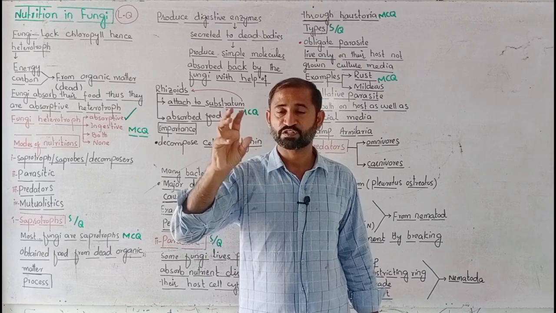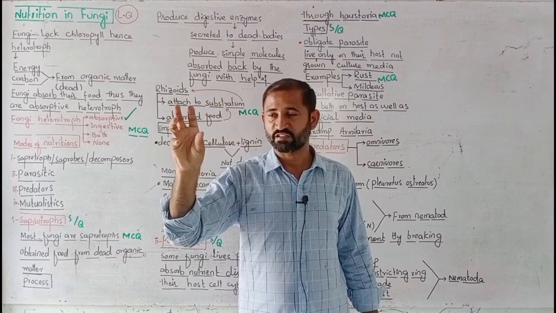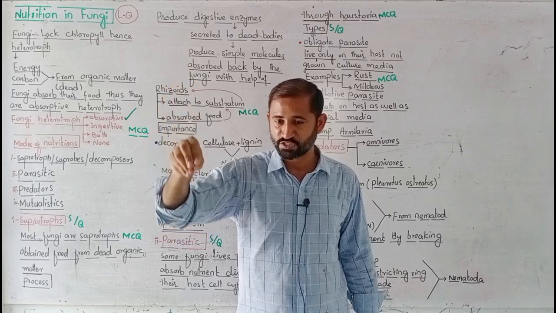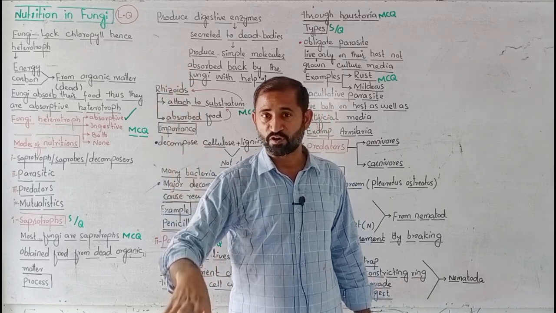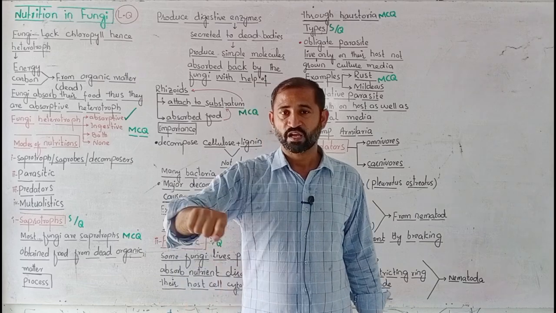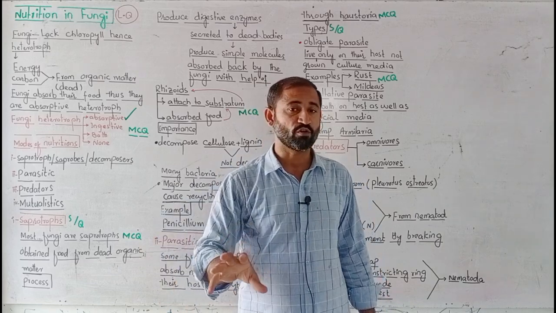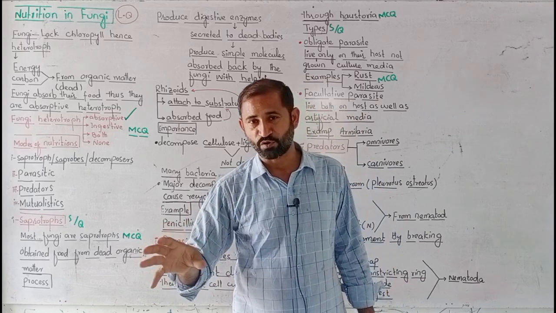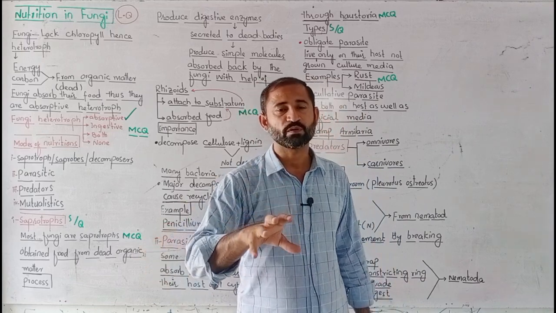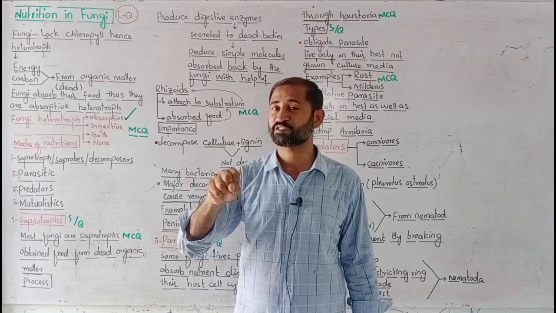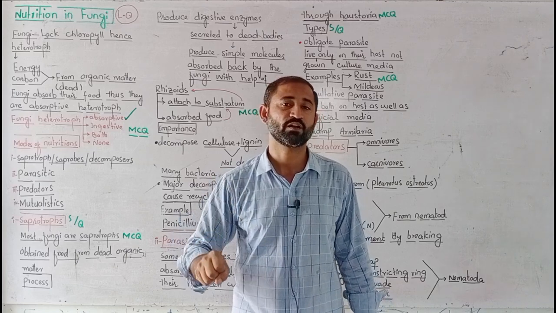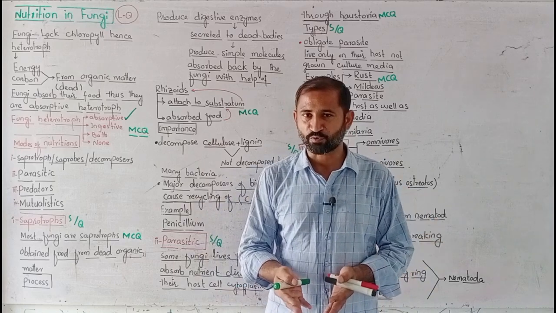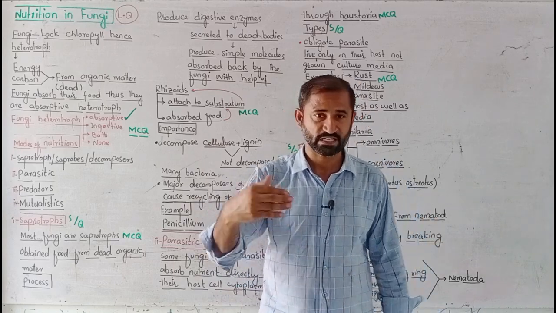For this process, fungi produce enzymes. These enzymes are digestive enzymes or breaking enzymes. These enzymes are secreted onto the decomposing plant or animal bodies, and they break the complex compounds of dead bodies into simple ones. These simple compounds are absorbed by the special hyphae of the fungi that are known as rhizoids. So that is the whole process of fungi acting as decomposers.